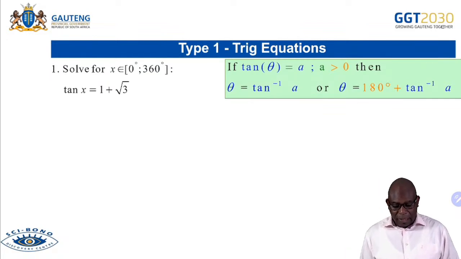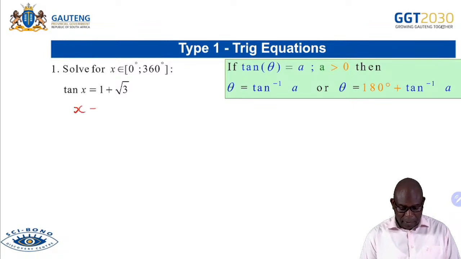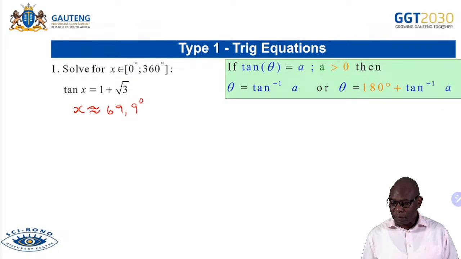The first question says tan x equals 1 plus root 3. That question has a ratio on one side and a value on the other side. So 1 plus root 3 is a value. So what do I need to do here? I just go to my calculator and press shift tan, then I'll get the angle. Shift tan of 1 plus root 3 in the brackets, then the angle that we're going to get there will be x equals 69.9 degrees. Just approximately that number. Just round it off to 1 decimal.